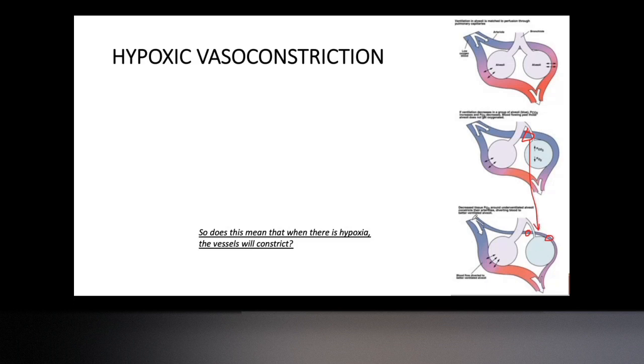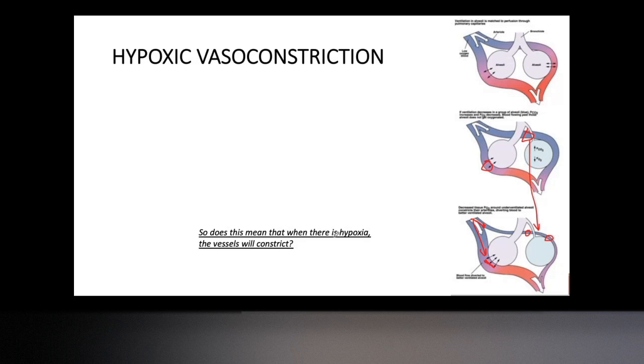Why do they constrict? Because the blood now will not go this way. It will all go to the good alveoli. So the good alveoli will actually have more gas exchange, more blood flow. So this is an active process and it's called hypoxic vasoconstriction. When there is hypoxia in the lungs, they will constrict.